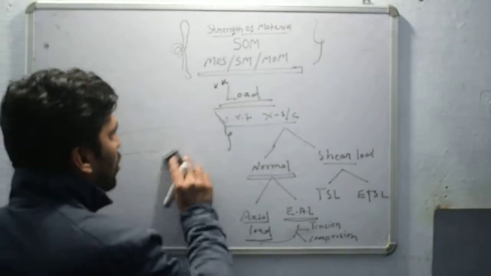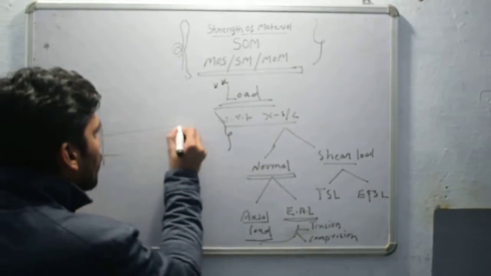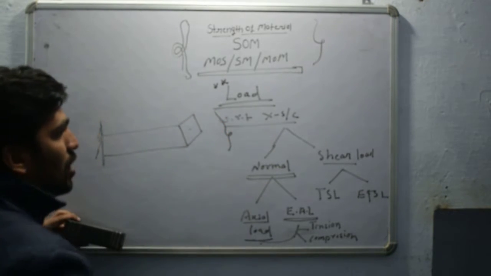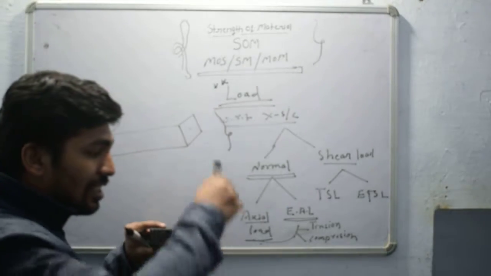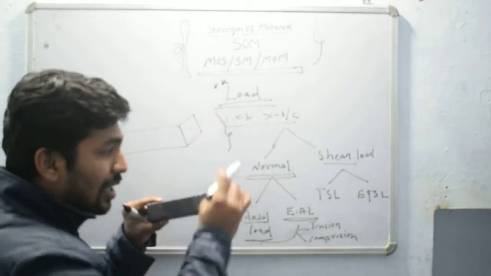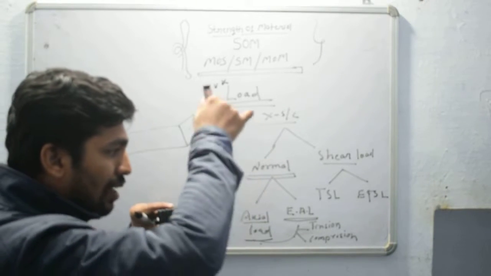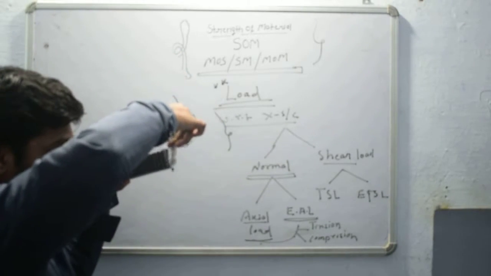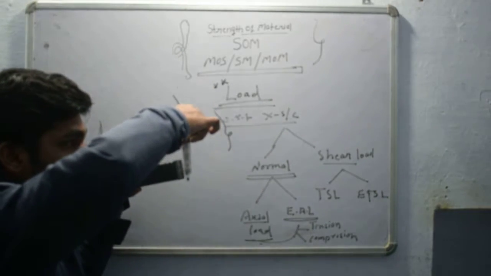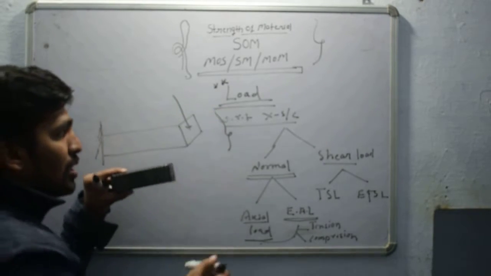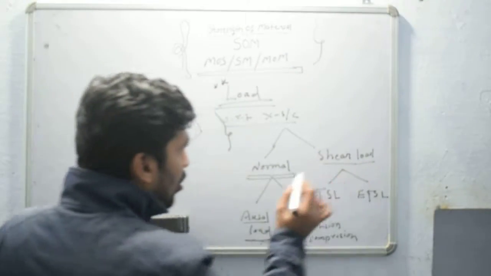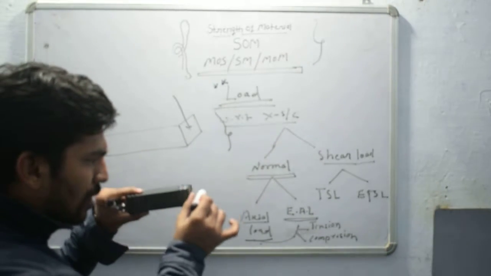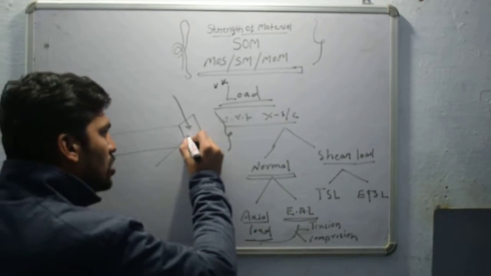Okay. Now shear load. This is the member, this is the cross section. Okay, this is the centroid. If you apply a load whose line of action is parallel to the cross section, here, if you apply the load in this direction, the line of action of this load is parallel to this cross section. This load is known as shear load. Also, if you apply the load in this direction, the line of action of this force is also parallel to the cross section. This is also known as the shear load.